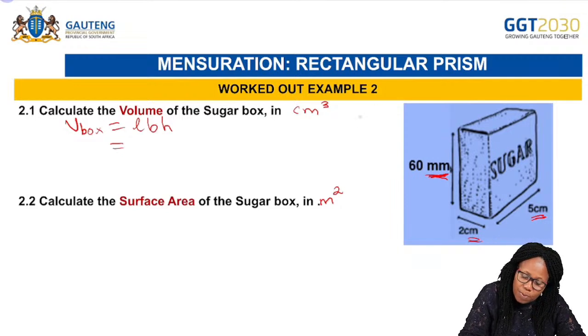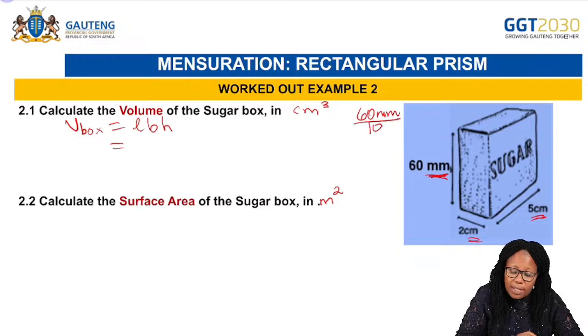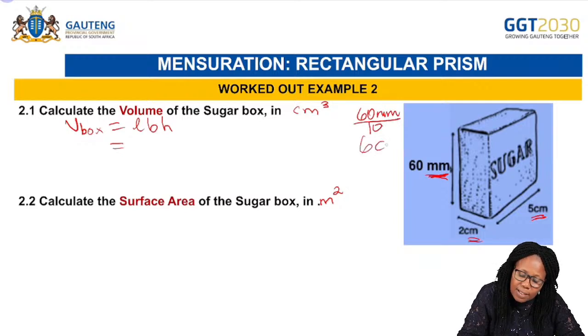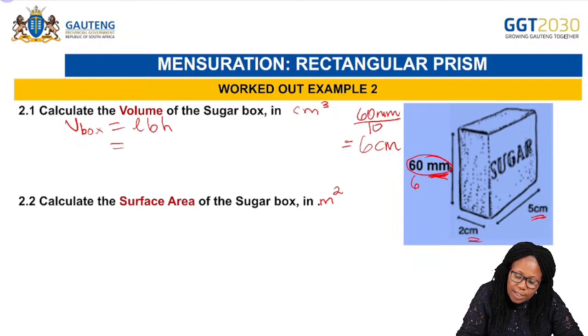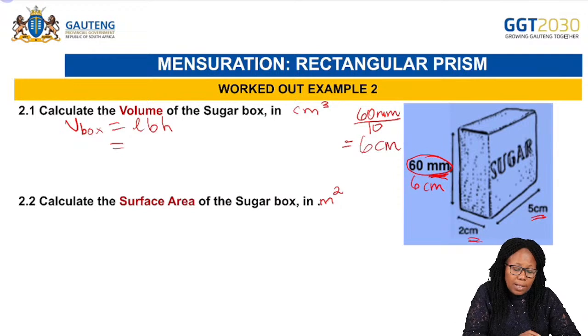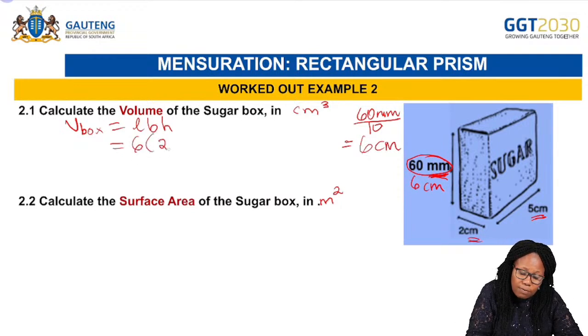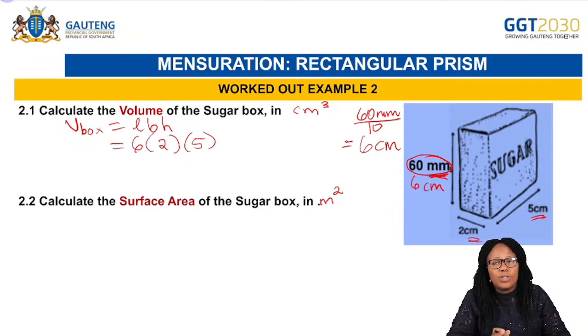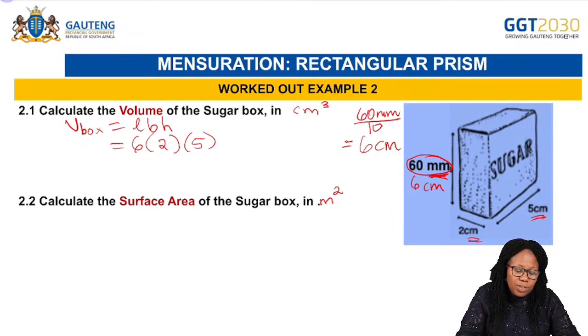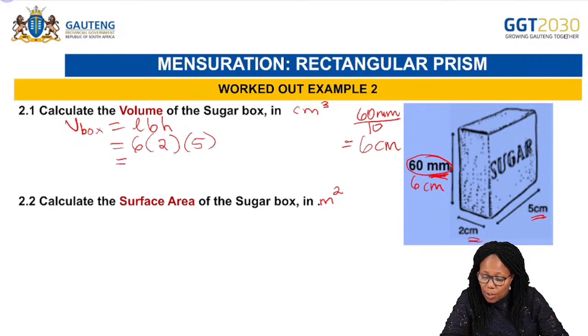So grade 12, this will be 60 millimeters divided by 10. If you divide by 10, it will give us 6. Then this 6 will now be in centimeters. All right, let's substitute now. This side we are going to use as 6 centimeters. So we substitute, we have a 6, we have a 2, we have a 5. Remember our dimension, whether you say 265 or 652 or 526, you are still going to end up with the correct answer, grade 12.